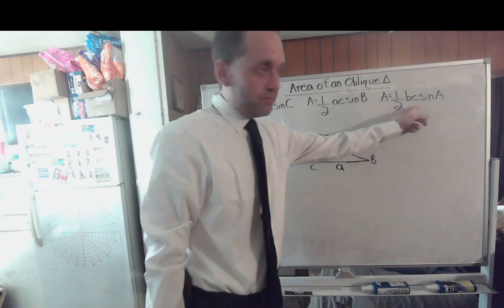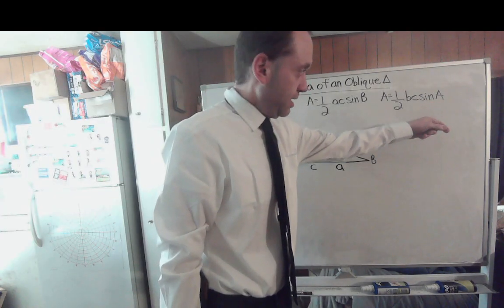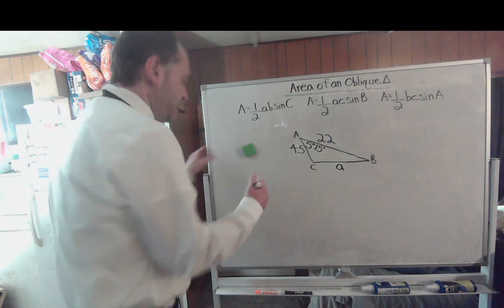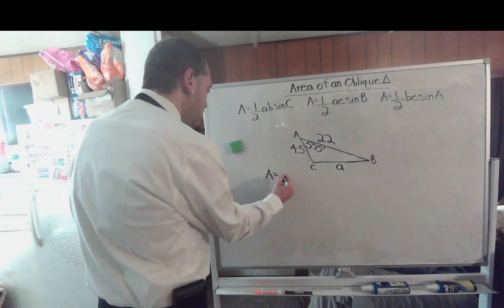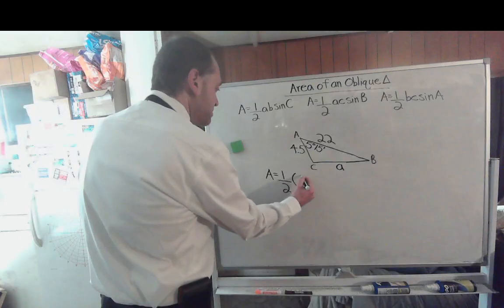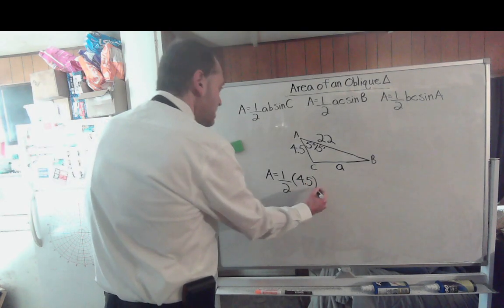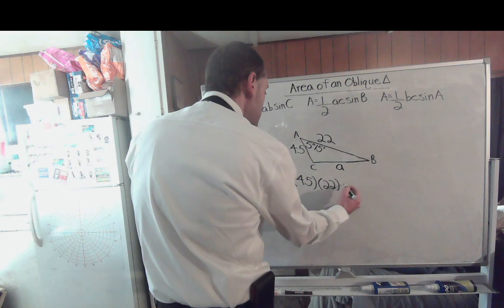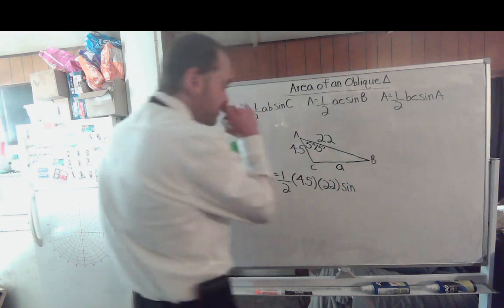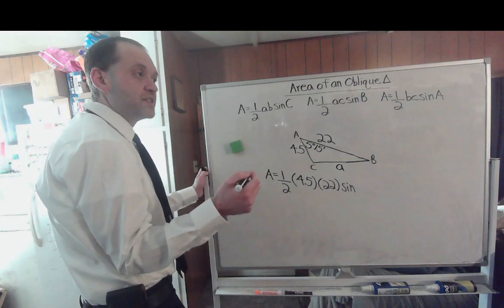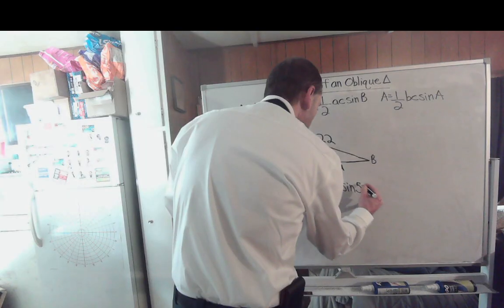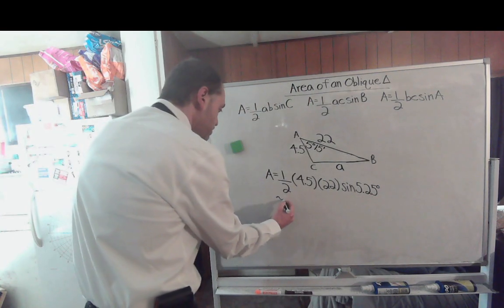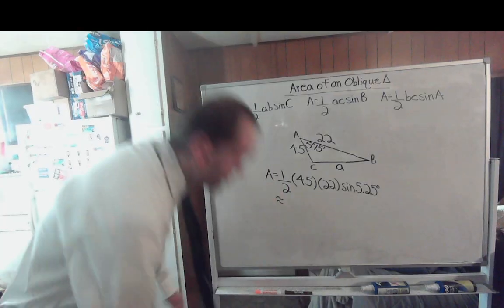Since we are given sides B and C and the angle A, we'll use the area equals 1/2 of BC times the sine of A. So the area would equal 1/2 times side B, which is 4.5, times side C, which is 22, times the sine of 5 degrees and 15 minutes. Well, 15 minutes is 1/4 of a degree, so this would really be 5.25 degrees. So now we should be able to get a 2 decimal place approximation for this.